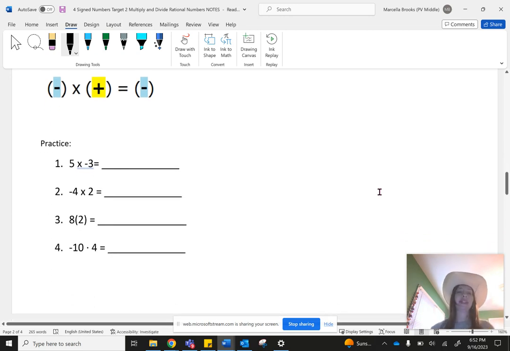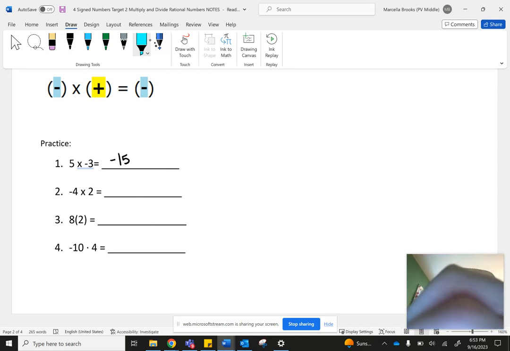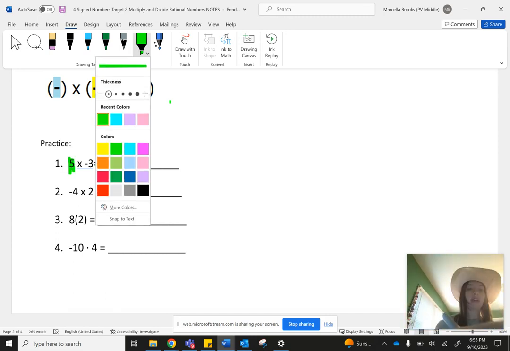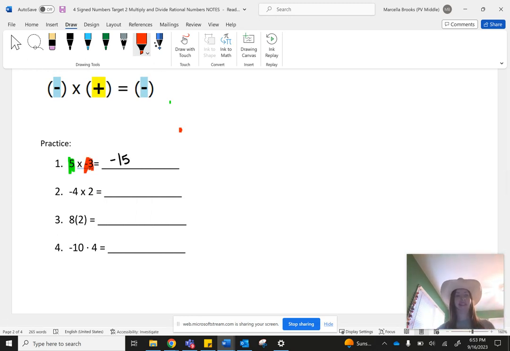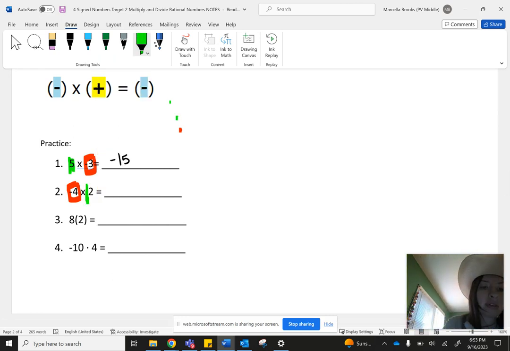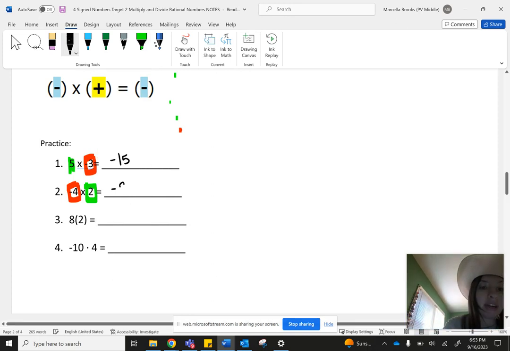So 5 times negative 3 is going to be negative 15 because it is a positive times a negative. Can I do red? Will you be able to see that? Maybe I'll box it. I changed my mind. So positive times a negative. Now the next one, we have a negative times a positive. 4 times 2 is 8, but because it's a negative 4, it's going to be negative 8.